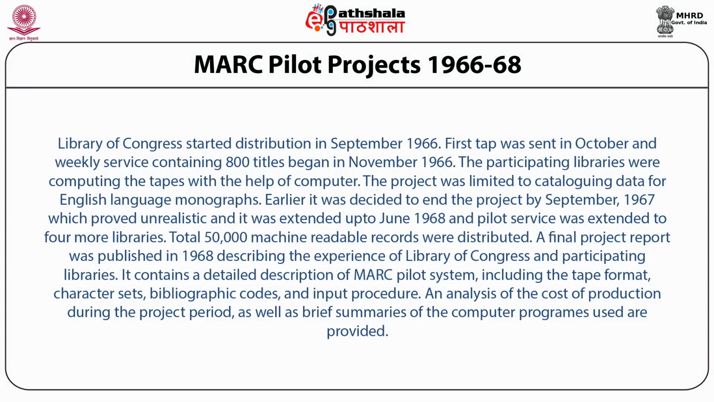Library of Congress started distribution in September 1966. First day was sent in October and weekly service containing 800 titles began in November 1966. The participating libraries were computing the tapes with the help of computer. The project was limited to cataloging data for English language monographs. Earlier, it was decided to end the project by September 1967, which proved unrealistic, and it was extended up to June 1968. And pilot service was extended to 4 more libraries. Total 50,000 machine-readable records were distributed.